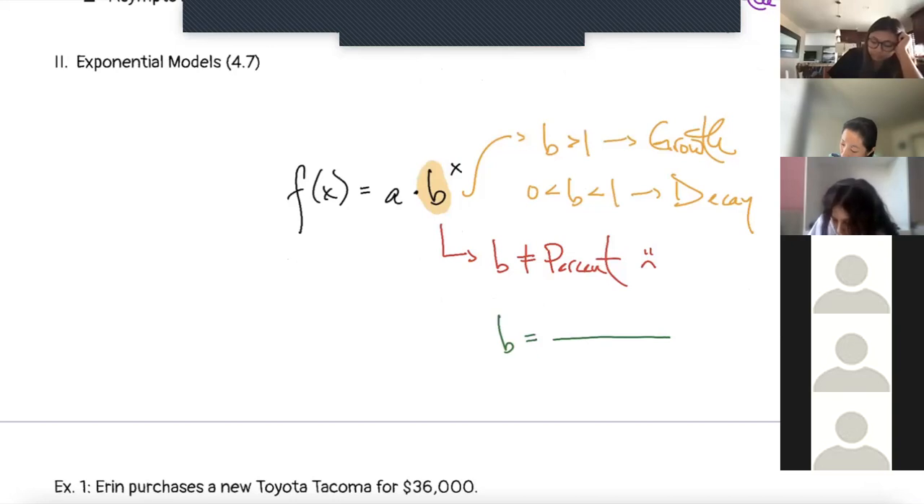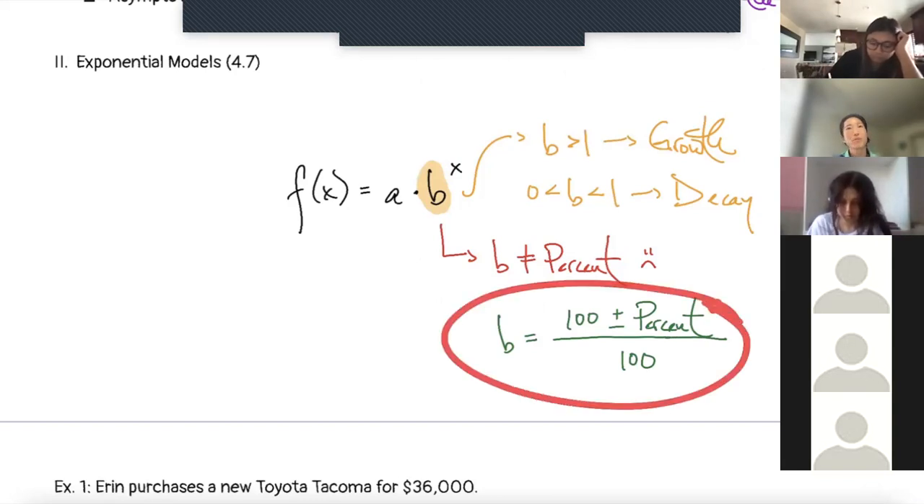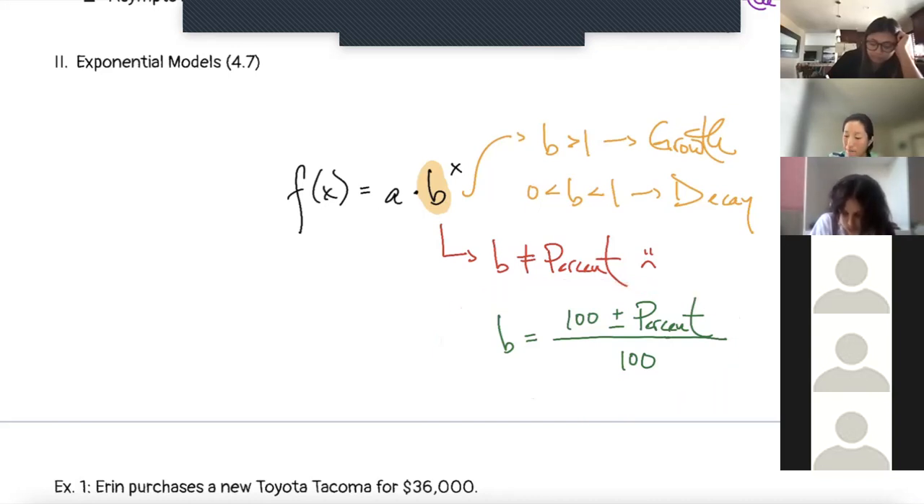So here's the equation. We're going to do 100 plus or minus the percent, and then divide it by 100. If you read through a word problem and you see the percent, if you plug the percent into this formula, then you will get your b value. I think we've seen this plus minus sign before in a quadratic formula situation, and usually you have to do both there. In this one though, we're only choosing one.